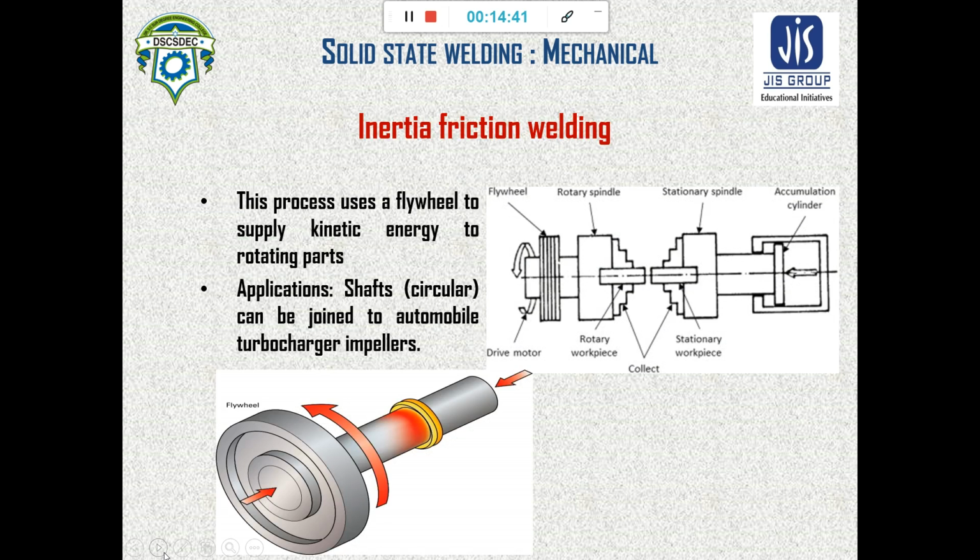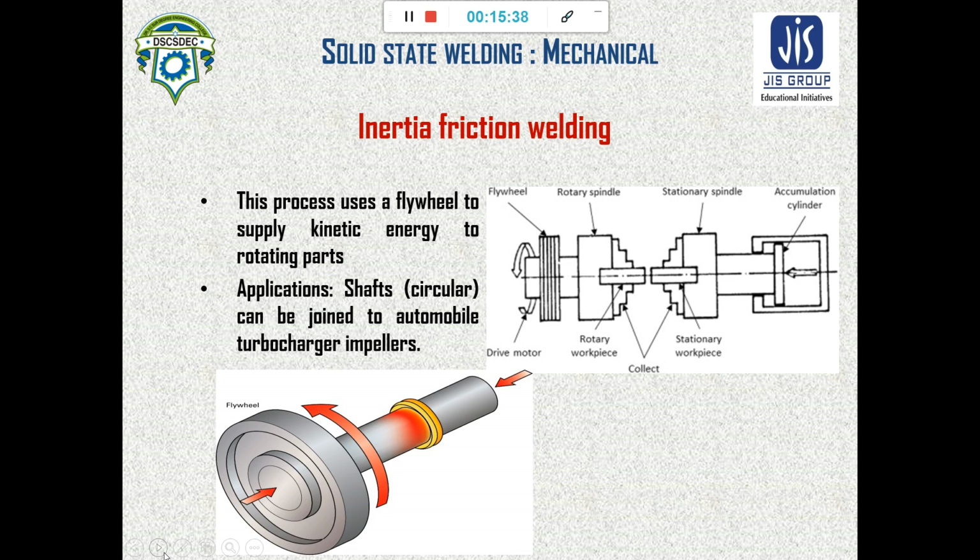inertia friction welding. As its name suggests, in inertia friction welding, the energy of rotation is stored in a flywheel. That kinetic energy will be released when the two mating workpieces come into contact, and the total energy will be released at a time, so that high friction may form at the interface, and due to that high friction, a good strength weld can occur. So this process uses a flywheel to supply kinetic energy to the rotating part.